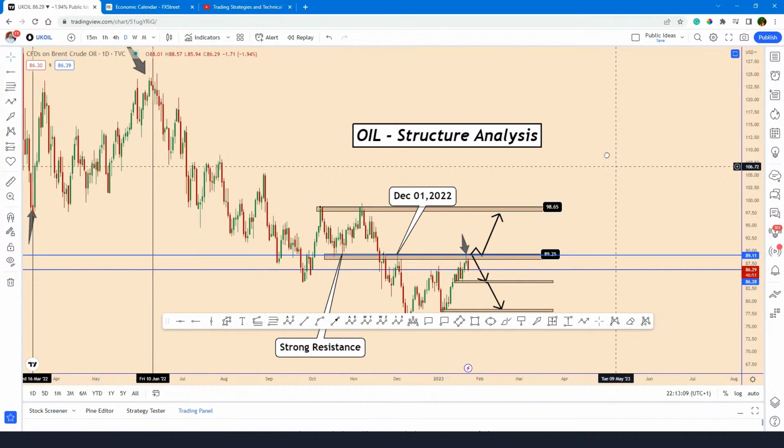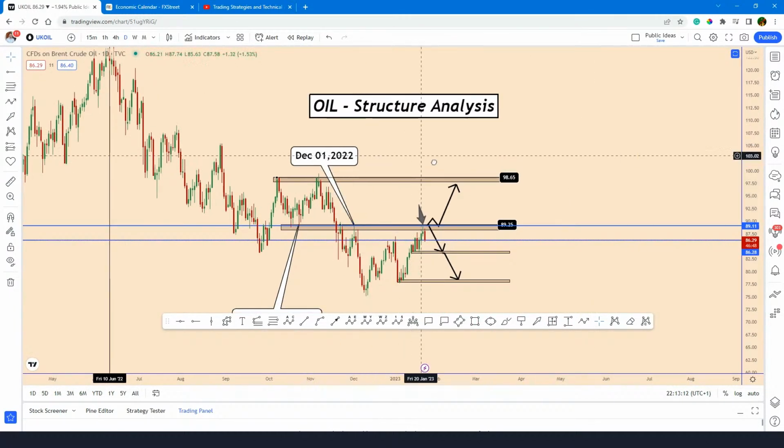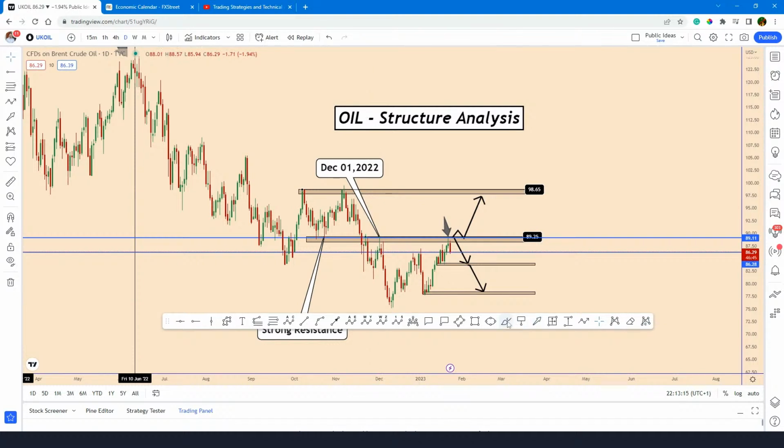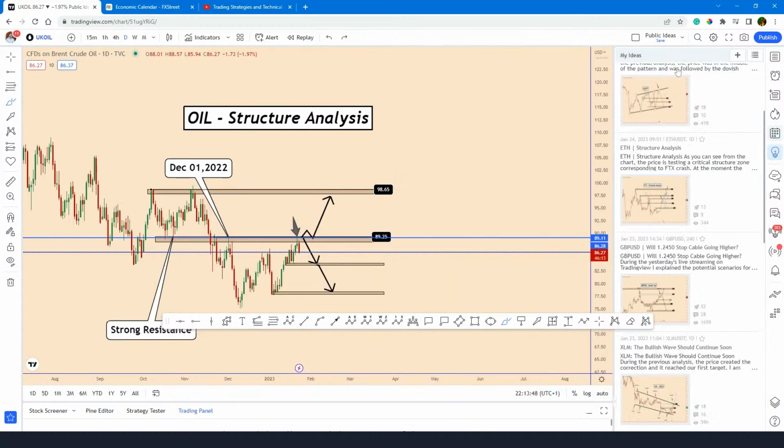So what is happening related to the structure analysis that we are looking at here? We have one zone where the price is positioned for the moment, and the first area that the price may test if this is going to rise is dating back to October 22 and also November 22. As long as the price will develop below 89.5, 89.2, it doesn't matter, the price will tend to move down again. As you can see, the bearish movement already began there.